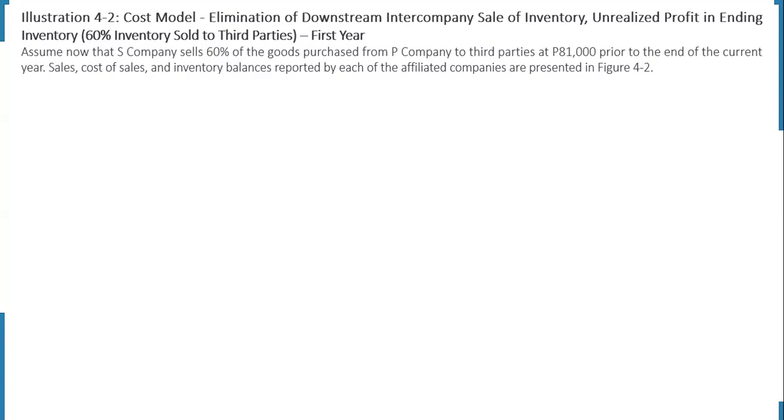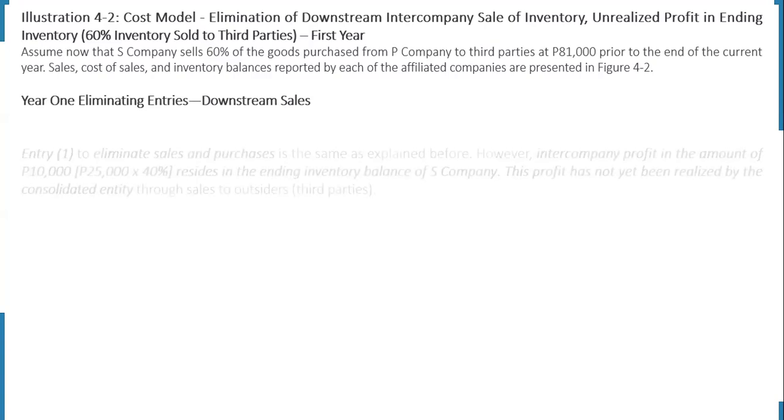So take note, you have the amounts: 100,000 cost, 125,000, that's your sales price to the subsidiary company S, and the sales to third parties amounting to 81,000. So if you have 125,000, 60% of it will only be 75,000, and the amount of sales to third parties was 81,000 prior to the end of the current year. Sales, cost of sales, and inventory balances reported by each of the affiliated companies are presented in figure 4-2. Year 1, eliminating entries for downstream sales.